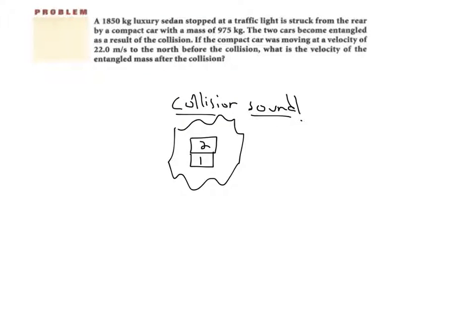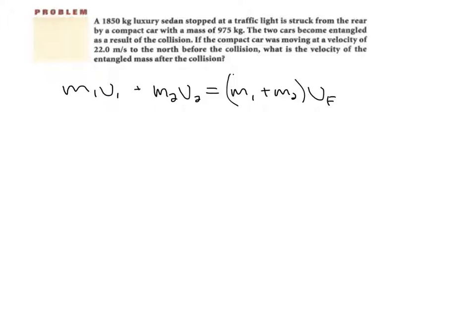Here is car 1, the compact car, moving north at 22.0 meters per second, and car 2 is here with a speed of 0 meters per second. They collide and stick together, and we know they're going to continue moving this way, but we don't know the speed after the collision, so we need to find that. Here's a chance to use my inelastic collision equation.